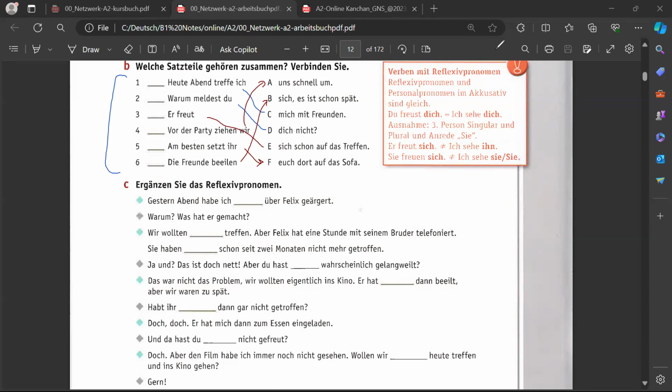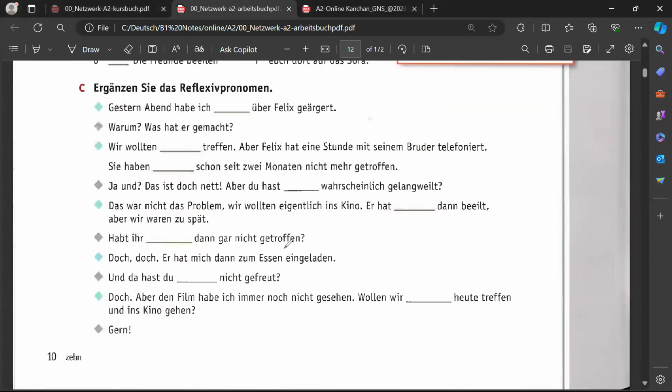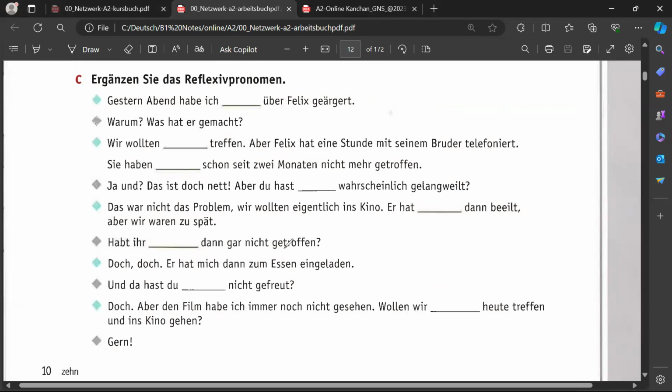Now, maybe Ruchi, you can continue with this B part. Hello, bist du da? Please start. But I am not sure about the right answers. I can provide the right answers. It's very simple. According to the subject, you have to put the reflexive pronoun.